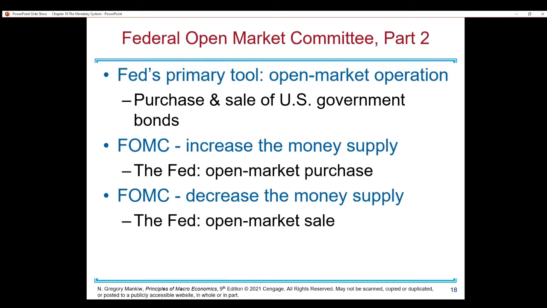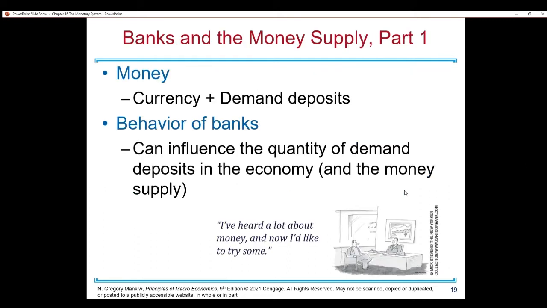The Fed chair has been called the second most powerful person in the United States, next to obviously the president. He has a lot of influence on our economy and has a lot of influence on what's happening in our day-to-day lives. Now let's talk about how banks work in the money supply.